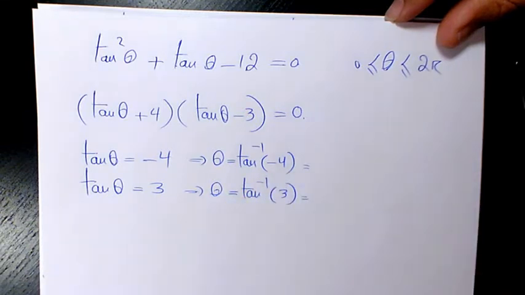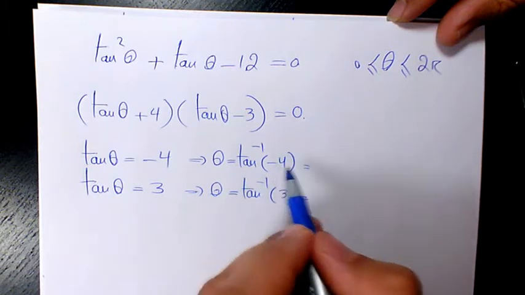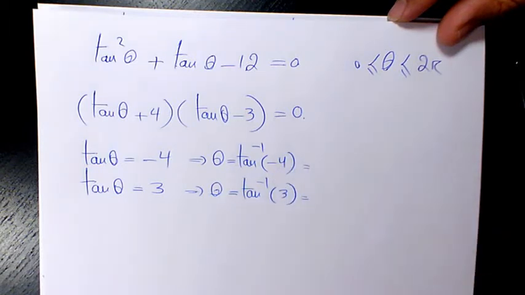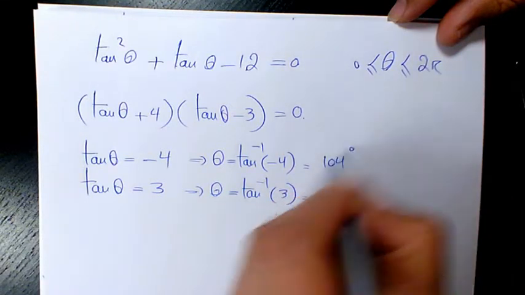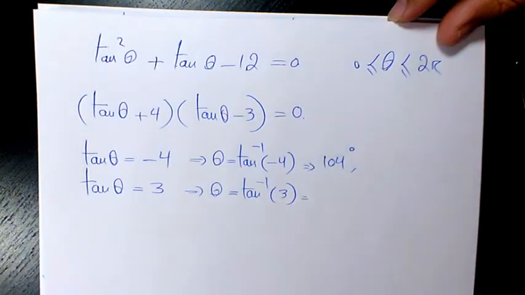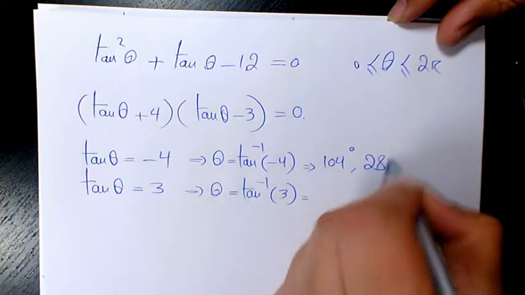So we have negative 4. That's going to make it in quadrant 2 and quadrant 4. So we have 180 minus 76, which is going to be 104, and the other answer is going to be 360 minus 76, which is 284 degrees.